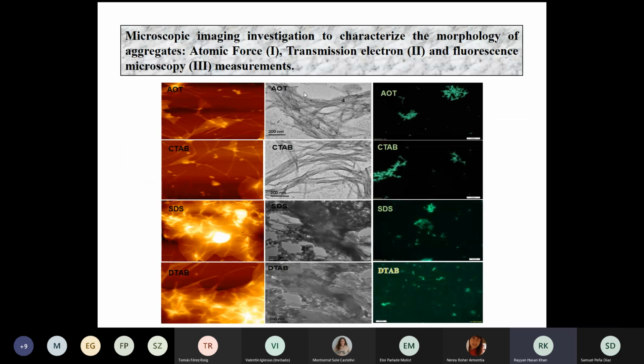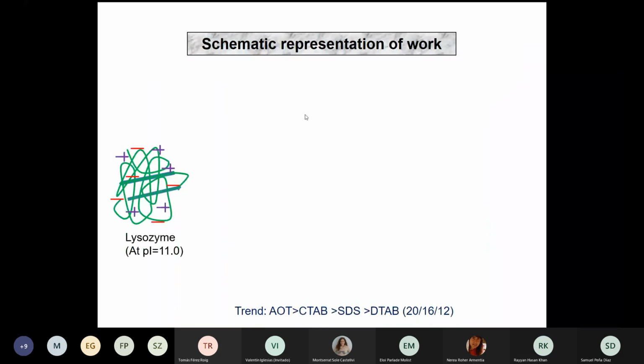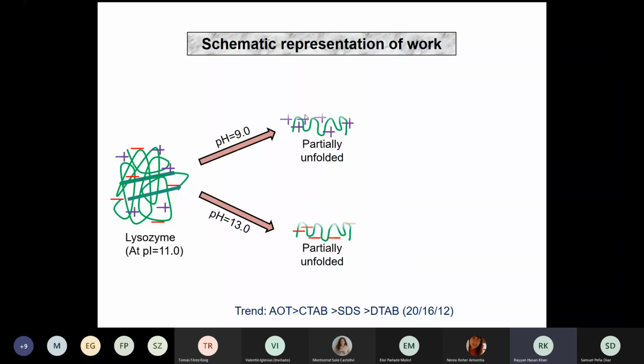Now these are the AFM images, TEM and fluorescence images. You can see that in the presence of AOT, we get maximum amyloid fibril formation. Now this is the summary that is being shown.